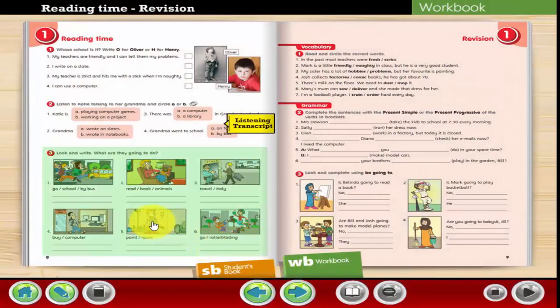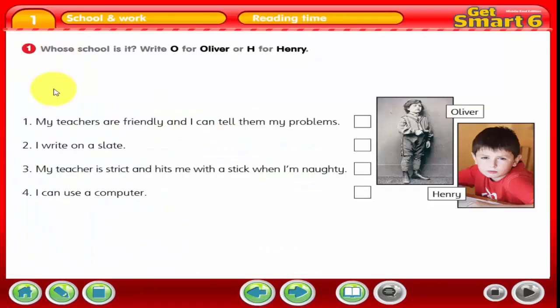هذا شكل متطور من أشكال المدارس. Turn to workbook. نروح لكتاب النشاط page 8 صفحة 8. Activity 1. Whose school is it? مدرسة من؟ Write O for Oliver. لو كانت المدرسة هي مدرسة Oliver write letter O. هنكتب حرف ال O. Or H for Henry. ولو كانت مدرسة Henry's school مدرسة Henry هنكتب letter H. This is Oliver and this is Henry. Oliver refers to the past time. Oliver بيشير إلى schools in the past المدارس في الماضي، وهنري يشير إلى المدارس في الوقت الحالي.